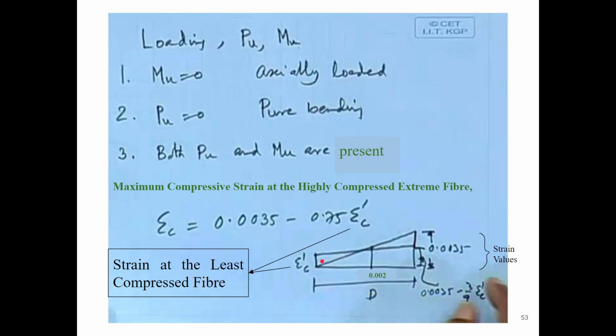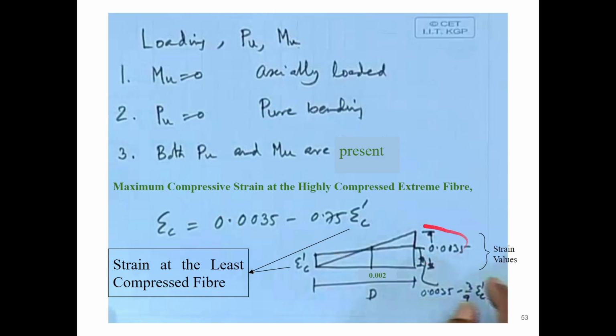So in this case, at the most highly compressed extreme fiber, the maximum compressive strain will not be 0.0035. It will be less. How much will it be? It will be 0.0035 minus 3/4, or 0.75, times the strain at the least compressed fiber. Okay, that was what we assumed, as per the assumptions.